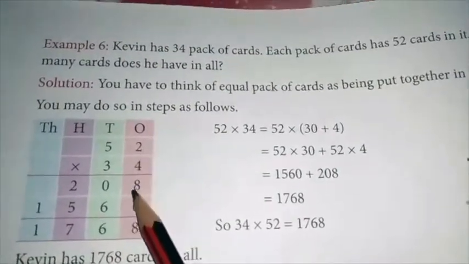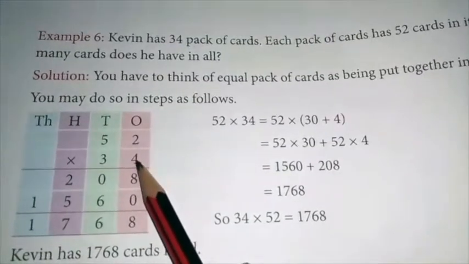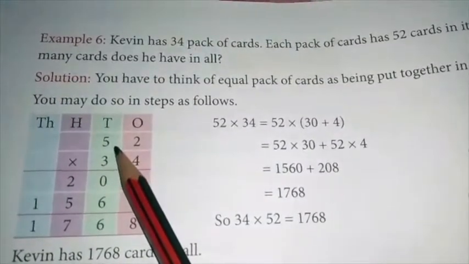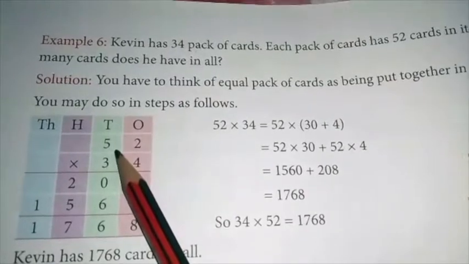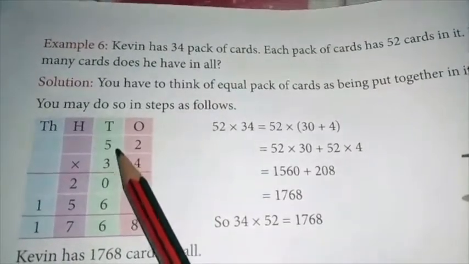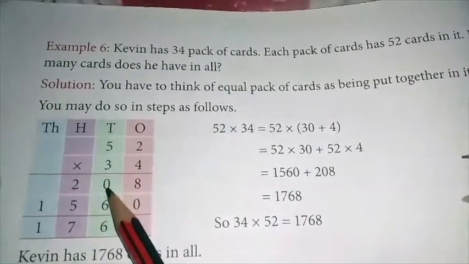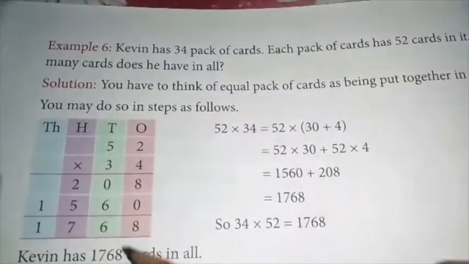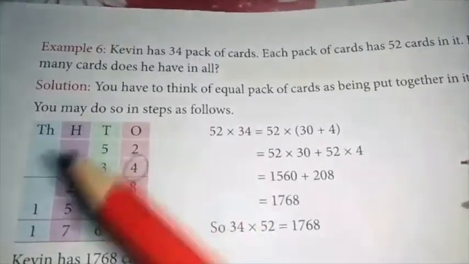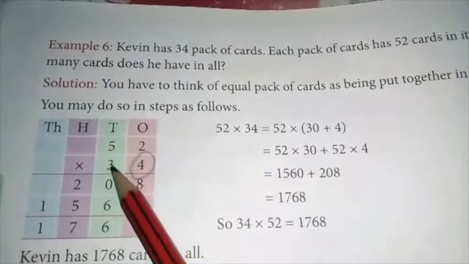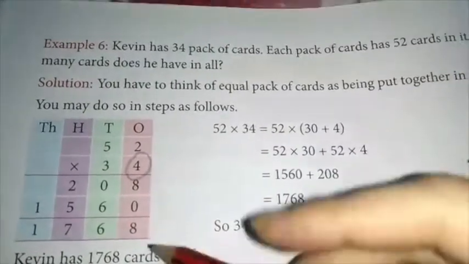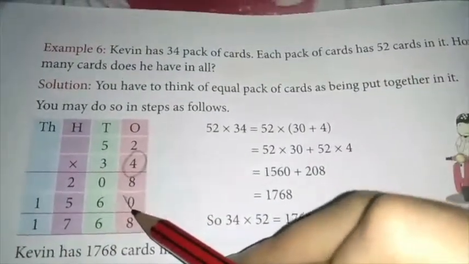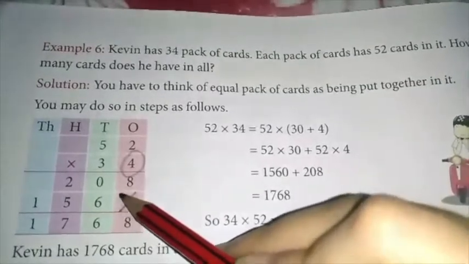4 2s are 8. Now you multiply 4 with the tens place, as you were multiplying with the one-digit number. So you multiply 4 with 5, you write 20. 4 5s are 20. Now this you have multiplied. Now you have 3. So what you do, you put a 0 or either you put a cross.